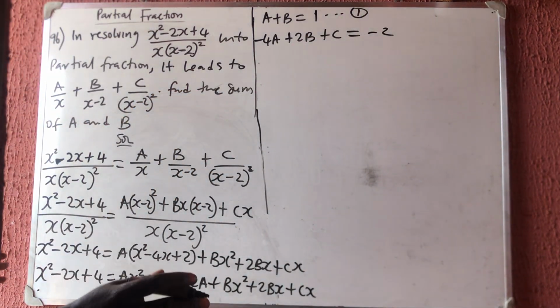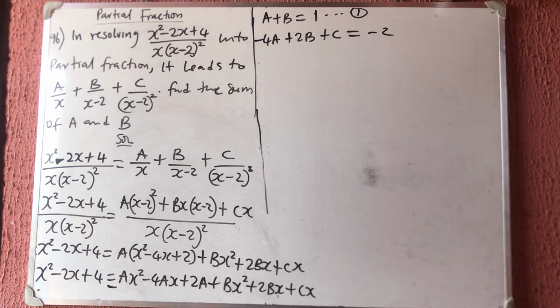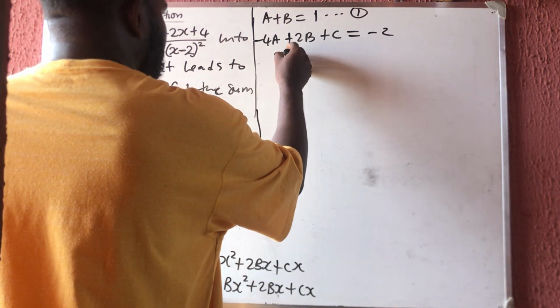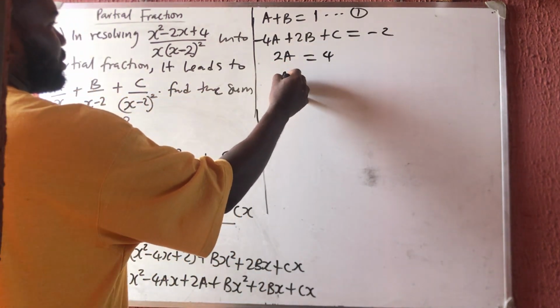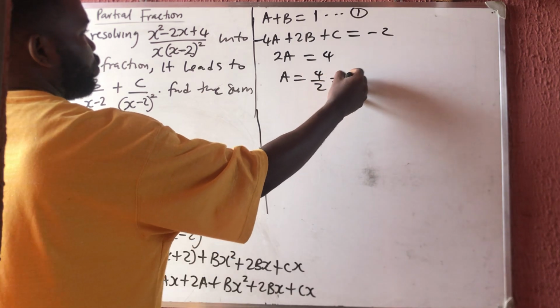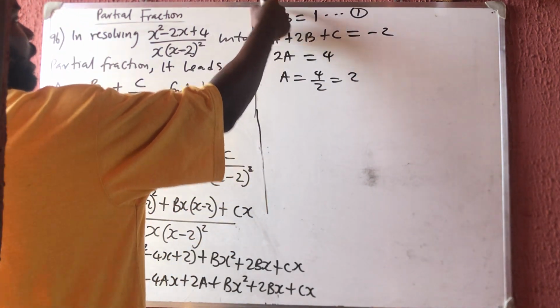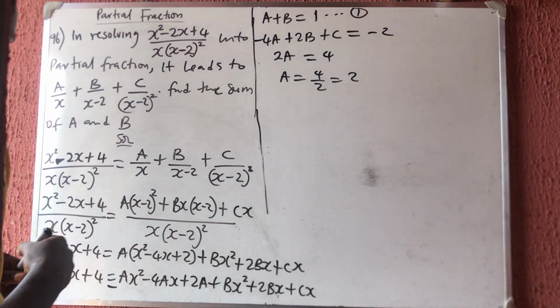Now let's go to who does not have x at all. 2a does not have x, and is equal to 4. So from here I will see that a is equal to 4 divided by 2, which is 2. Now if you put it here, oh, they even say we should find a plus b, right?